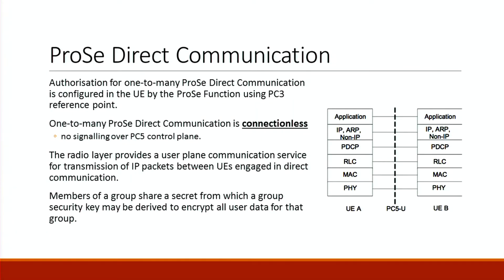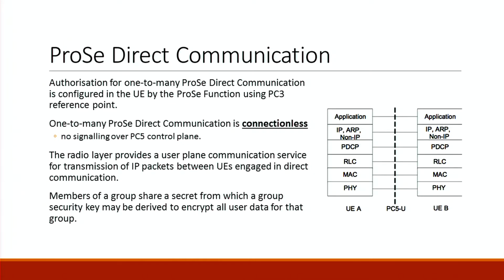That's why you need to contact the process function, to make the process function aware of which devices you have discovered, so that the process function may authorize you and the other devices to have this communication. So authorization for one-to-many ProSe direct communication is through the process function. And the communication is connectionless. There will be no signaling. You just send data.